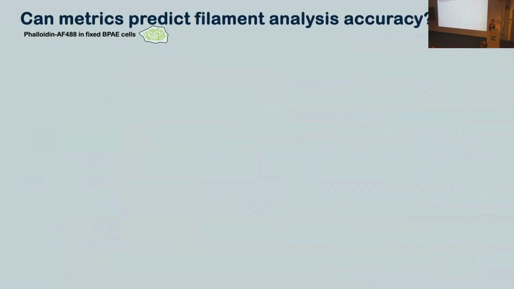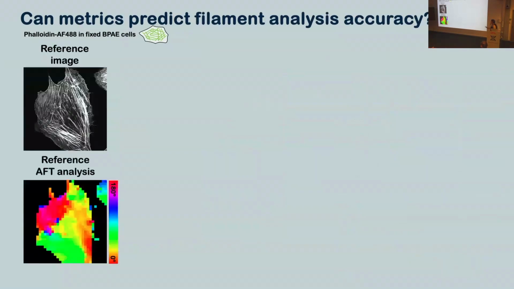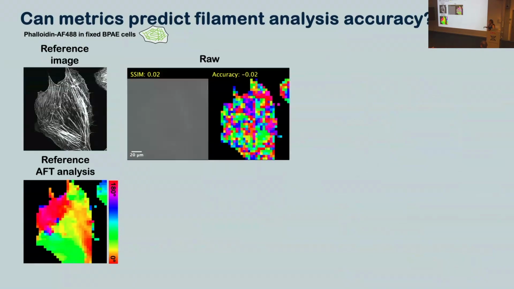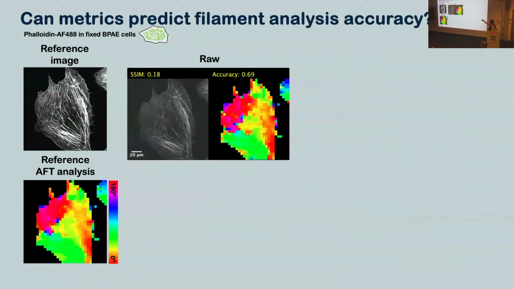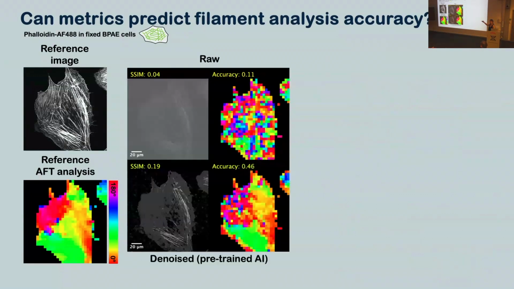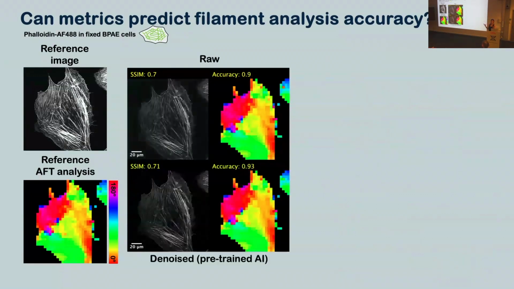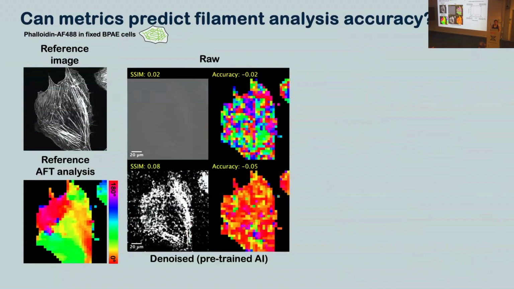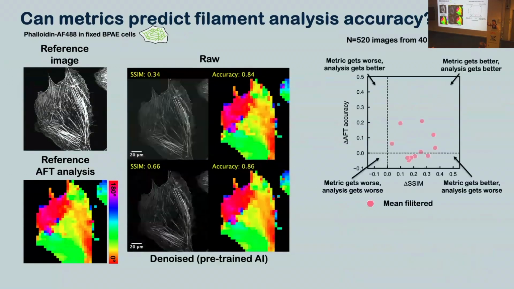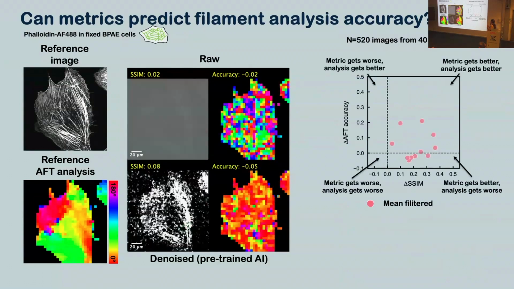So this is our filament analysis accuracy. Again, just as an example, here's my reference image that I'm comparing to, and here's my reference analysis. Again, we've got images at different illumination intensities where we calculate our metrics and our analysis accuracy, and then the same thing after denoising, okay? So let's see where this sits on our little plot. So we mean filter the images.